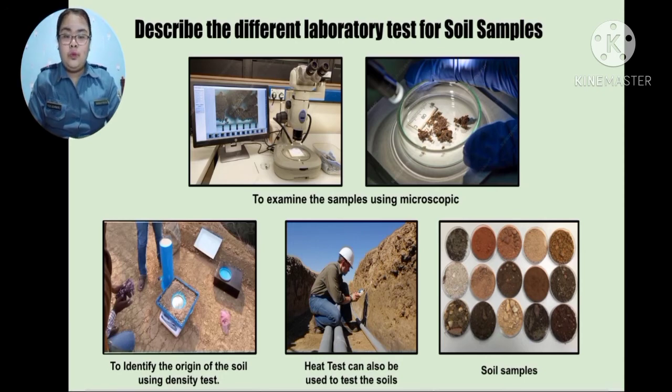Yung liquid daw po sa parehong tube is magkamukha, pero yung ratio daw po is magkaiba. Inire-represent po nito yung two different densities. Yung soil sample daw po is added to both liquid samples. So, next, heat test can also be used to test the soils. Dito naman daw po sa heat test, ginagamit din siya para i-test yung soil reaction.